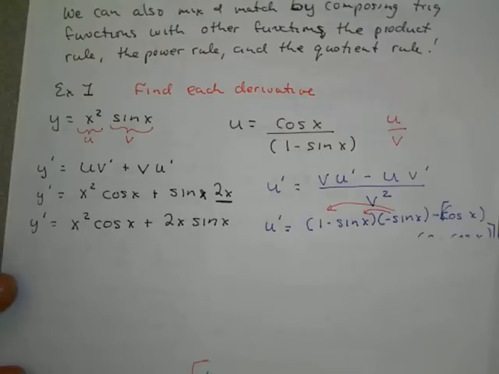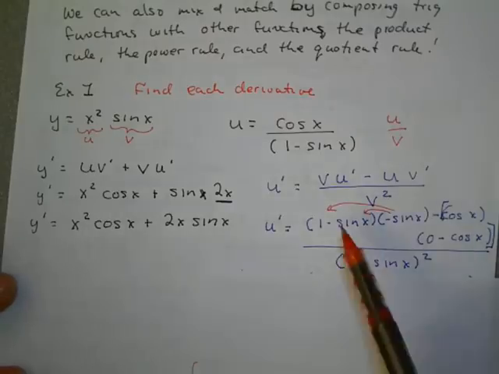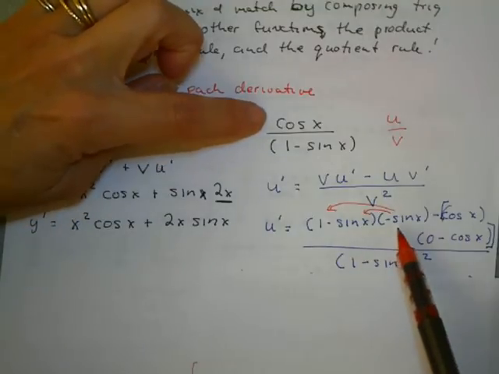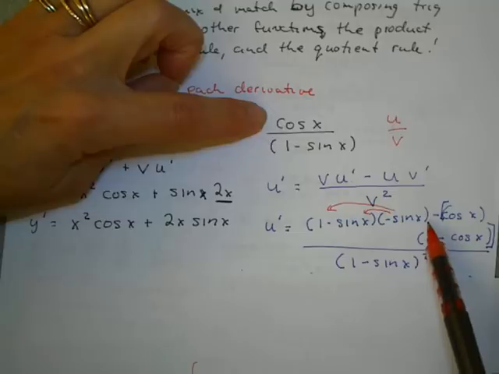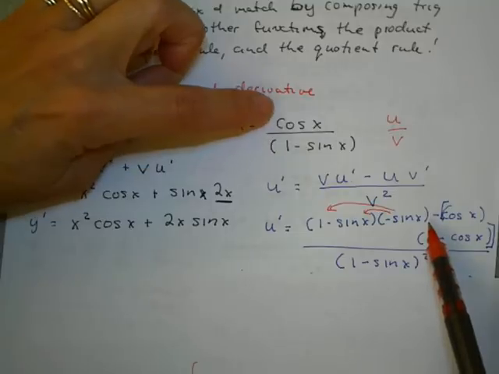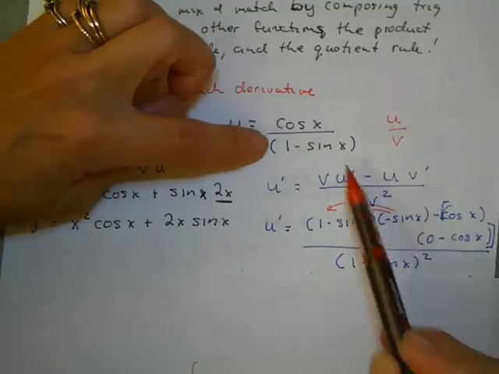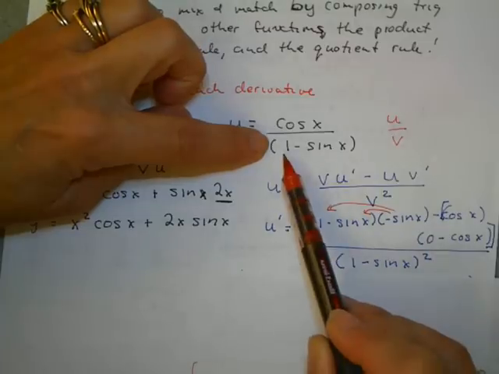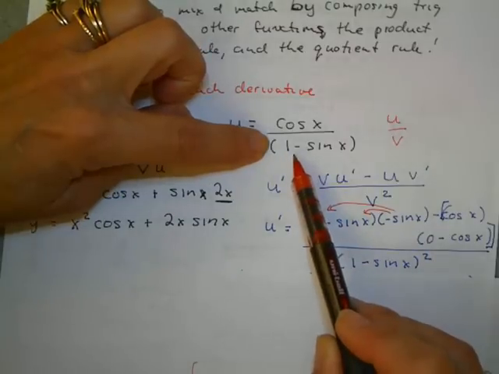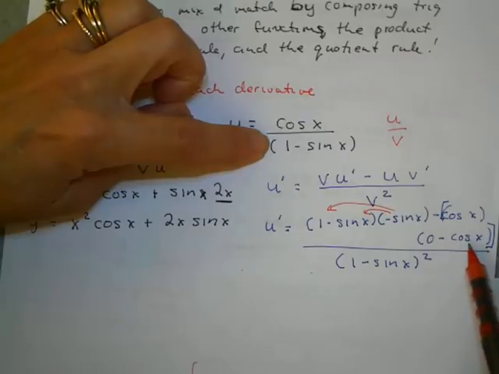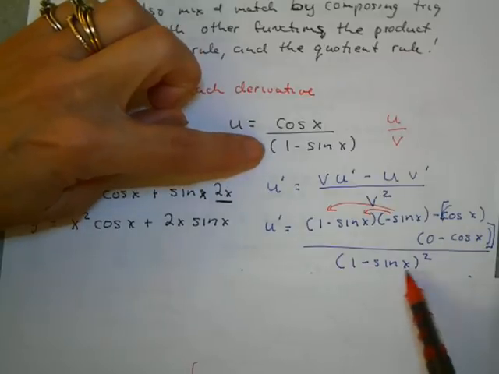When you do that, you write down your low. Your derivative of the cosine of x is the negative sine of x, minus, and you've got the top now, cosine of x, times the derivative of the bottom, which is the derivative of 1 is 0, minus the derivative of the sine, which is the cosine of x. So you have cosine of x times 0 minus cosine of x. And all of that is over 1 minus sine of x squared.